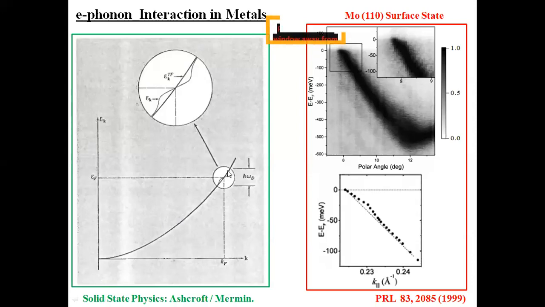So this is your parabolic band. This band is derived without any electron phonon interaction, so it is a nearly free electron band. Now if I assume there is some electron phonon interaction inside this material, we will see that this parabolic band is not there anymore. I mean, the band structure will deviate from this parabolic shape.